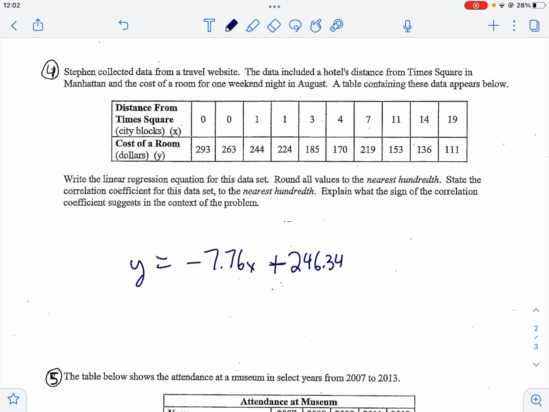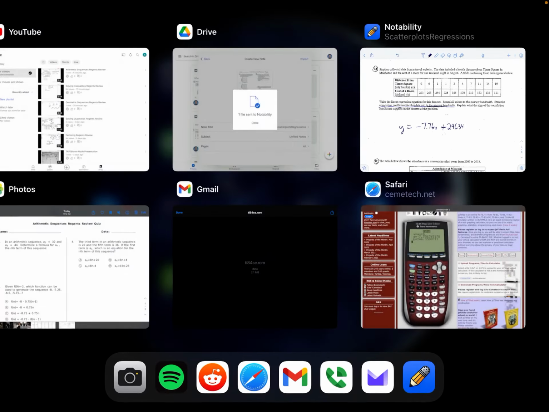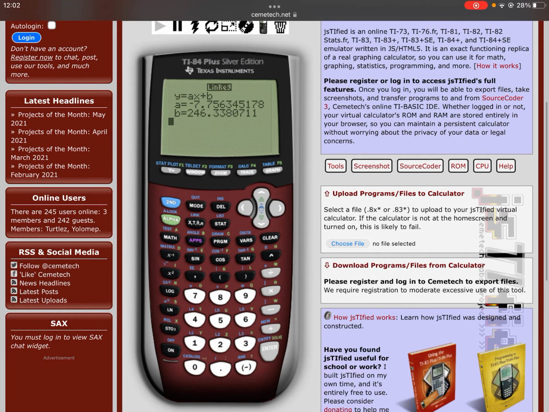However, we also have to find the correlation coefficient to the nearest hundredth. So you'll notice that when I look at my linear regression right here, it didn't tell me the correlation coefficient. That's because I haven't turned on diagnostics. There are 2 ways to do so. I can click on Mode and go down to Stat Diagnostics. This will only work, though, if you have a TI-84.